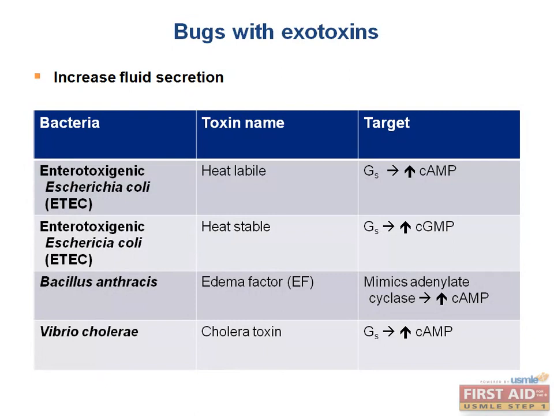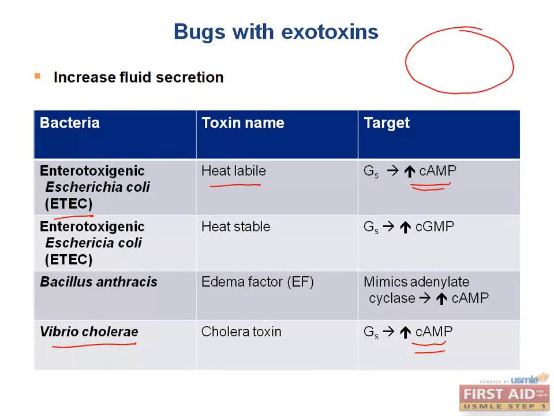Next, let's discuss toxins that increase fluid secretion. There are 2 bugs whose toxins work via the same mechanism. One is enterotoxigenic E. coli, or ETEC, and the other is Vibrio cholera. The heat labile toxin of ETEC and cholera toxin both activate stimulatory G protein that activates adenylyl cyclase. Recall from biochemistry that adenylyl cyclase increases cyclic AMP production. This increased cyclic AMP thereby increases chloride secretion into the intestinal lumen.